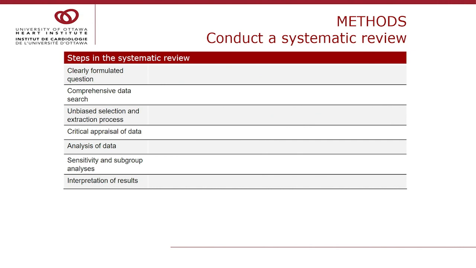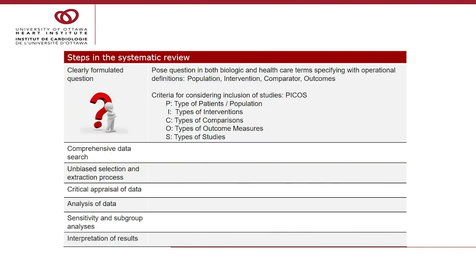Okay, so the steps. The first step, of course, is to have a nice, clearly formulated question, and we've done that. I just gave you the PICO. I told you the population, the intervention, the comparator of interest. I indicated the outcomes for you and the types of studies.